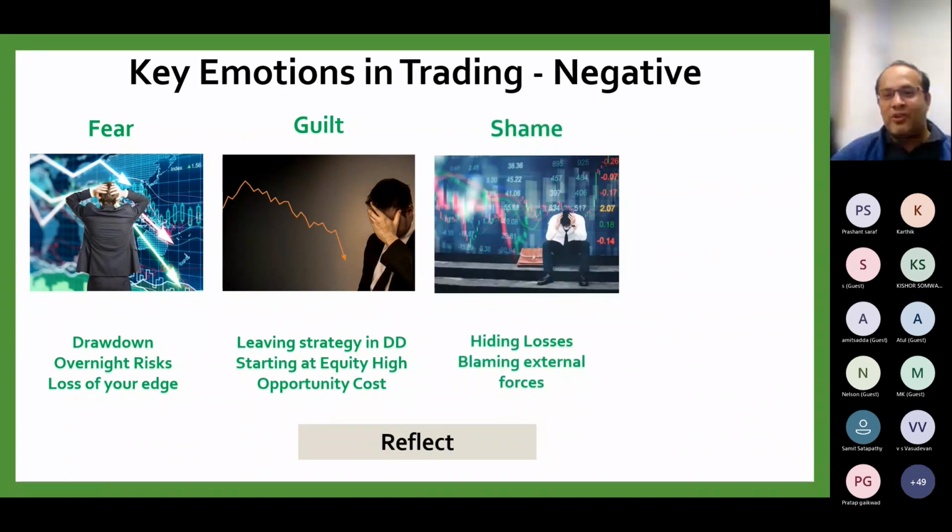Shame. When we have losses, we don't share them with people. We start blaming external things. We start blaming: the market was not kind to us, there was so much volatility, everyone lost. We start hiding from ourselves that something did really go wrong. And instead of accepting, we start hiding things.